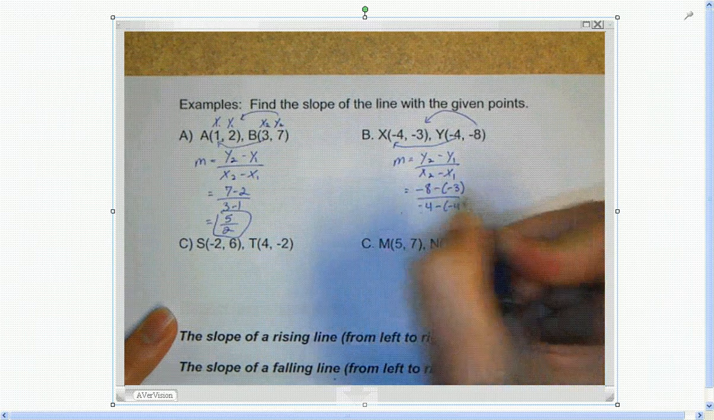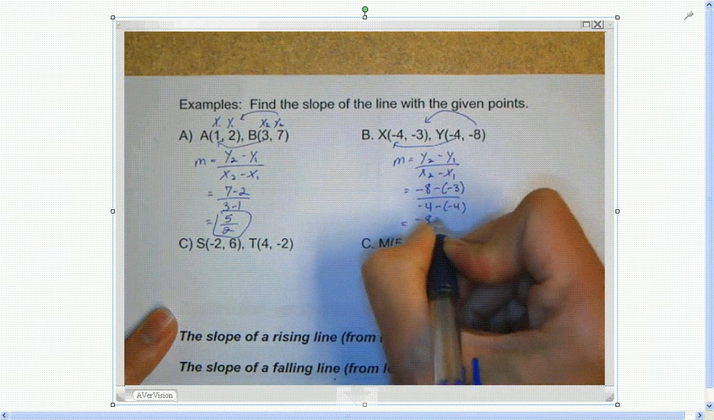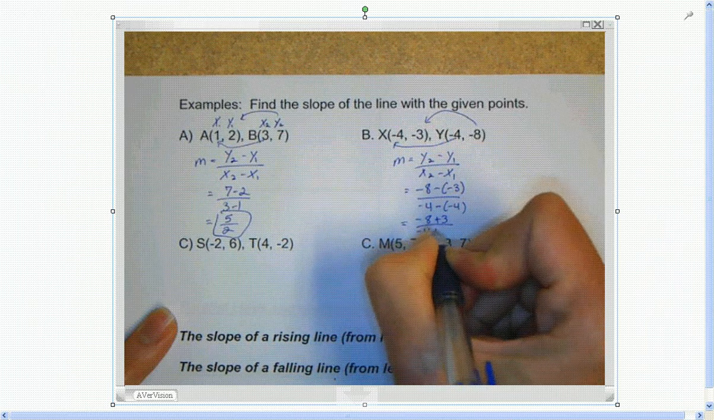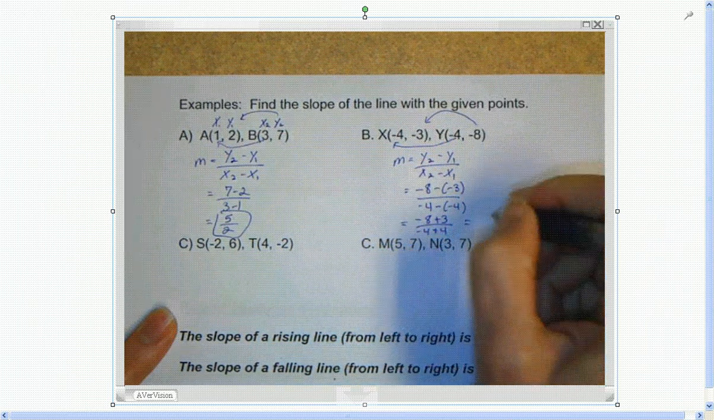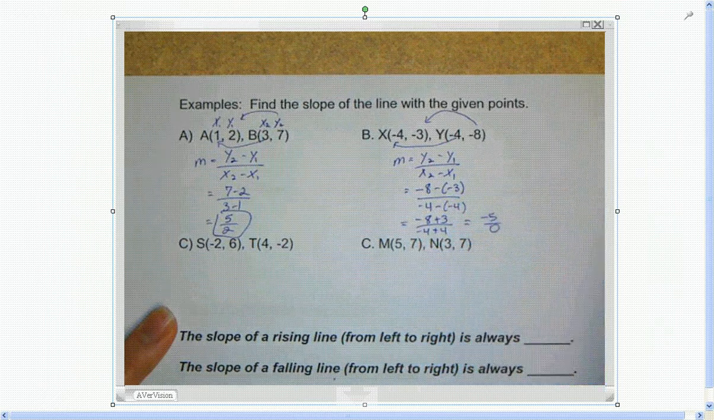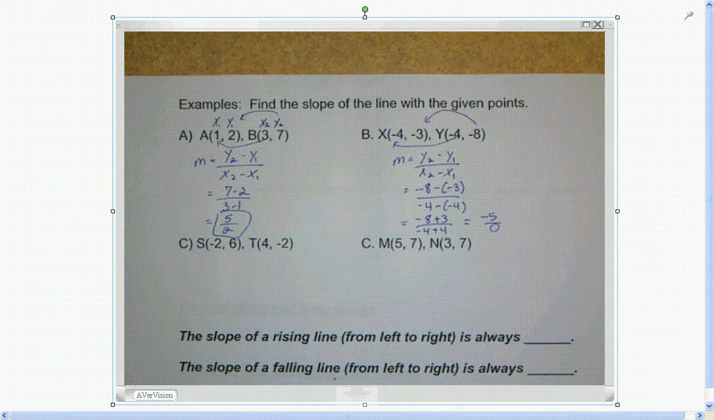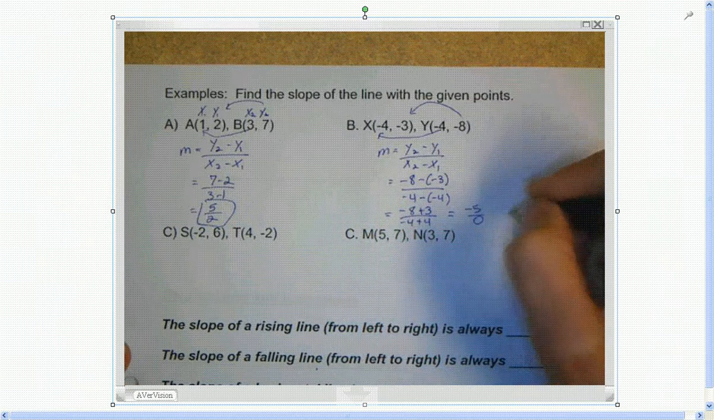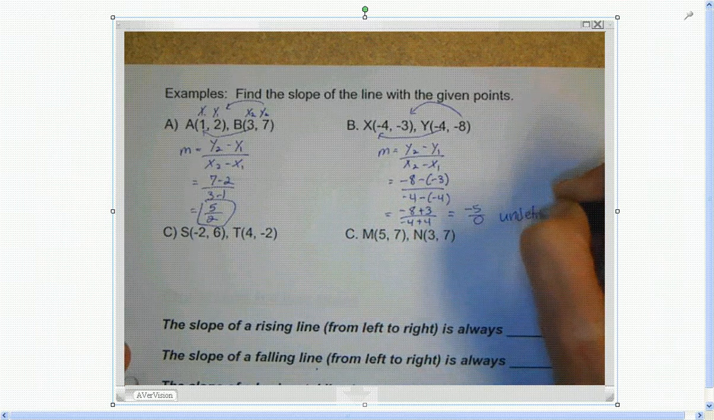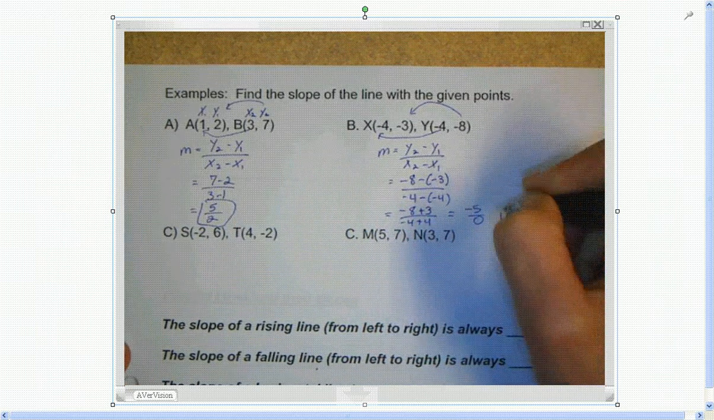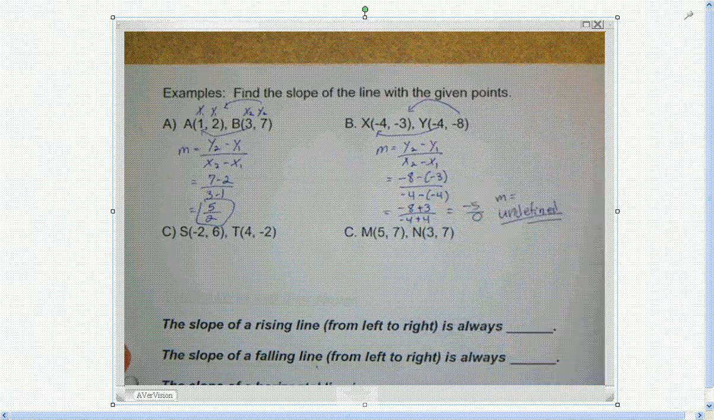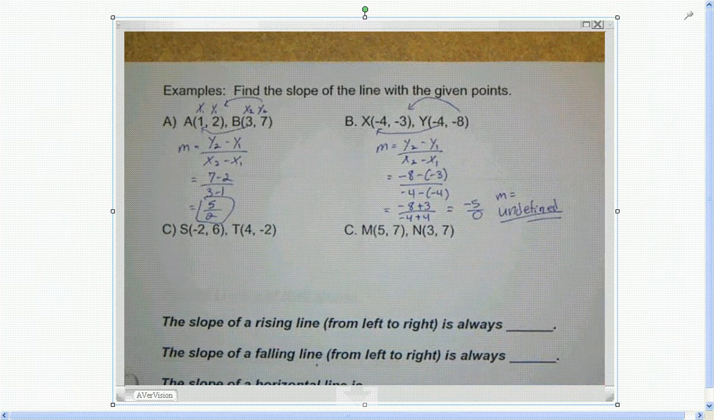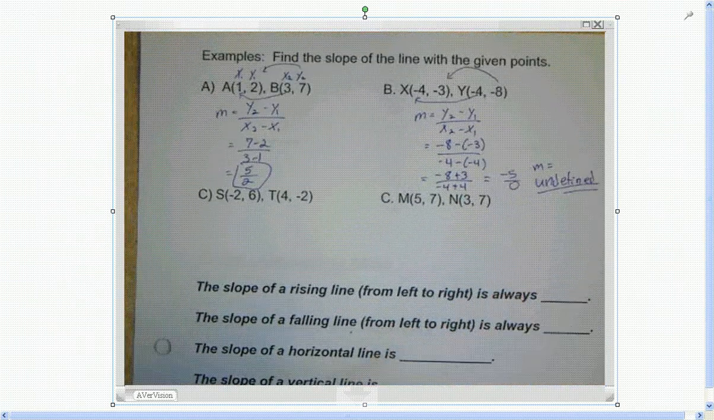Now, let's do some math here. I get negative 8 plus 3 over negative 4 plus 4. That ends up being a negative 5 over 0. Can I divide anything by 0? No, that's undefined. So your slope is undefined. Remember, that's a vertical line. So we're going to talk about vertical lines. Let's look at the next one.